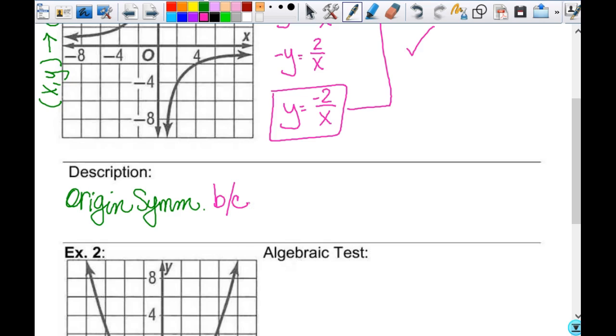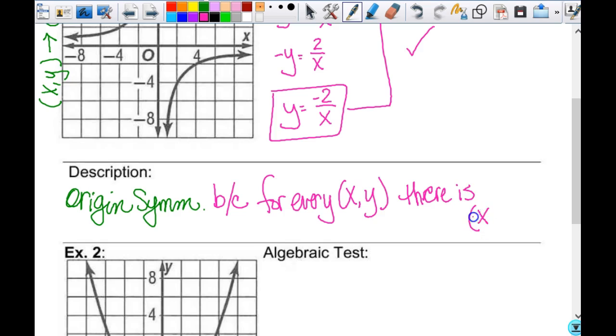because, I was just trying to reduce the words. For every (x, y), there is negative x, negative y. Visually, it's because it rotates 180 degrees. Algebraically, it's because for every (x, y), there's a negative x, negative y there. We all good? Questions about that? Is this a function?